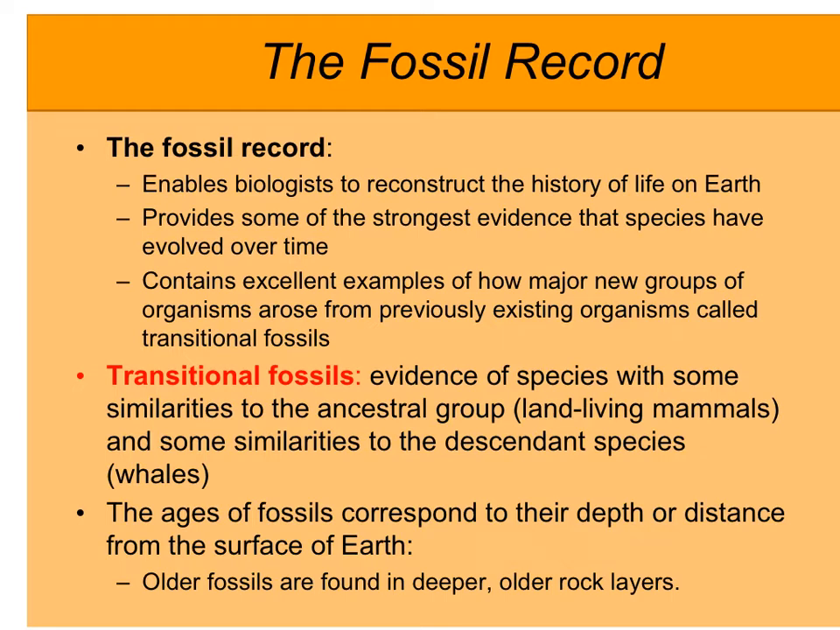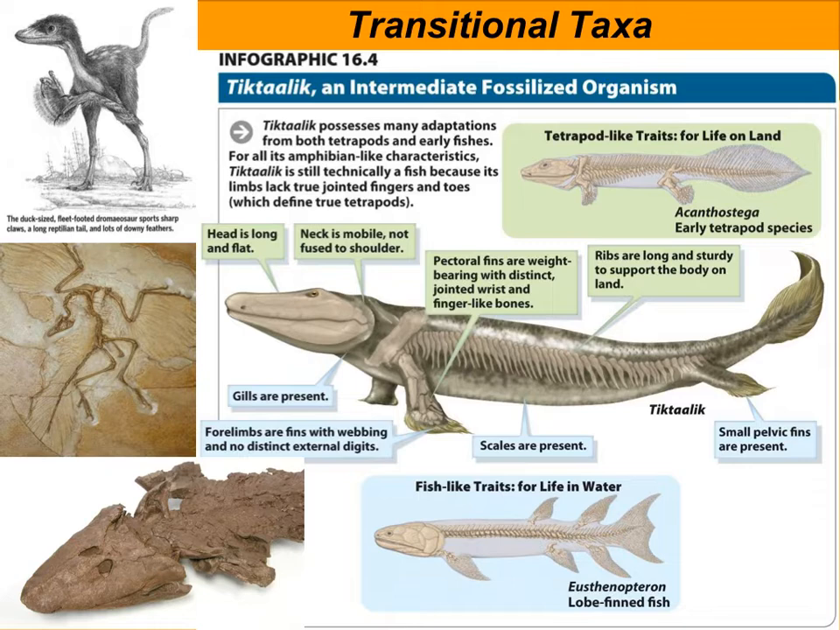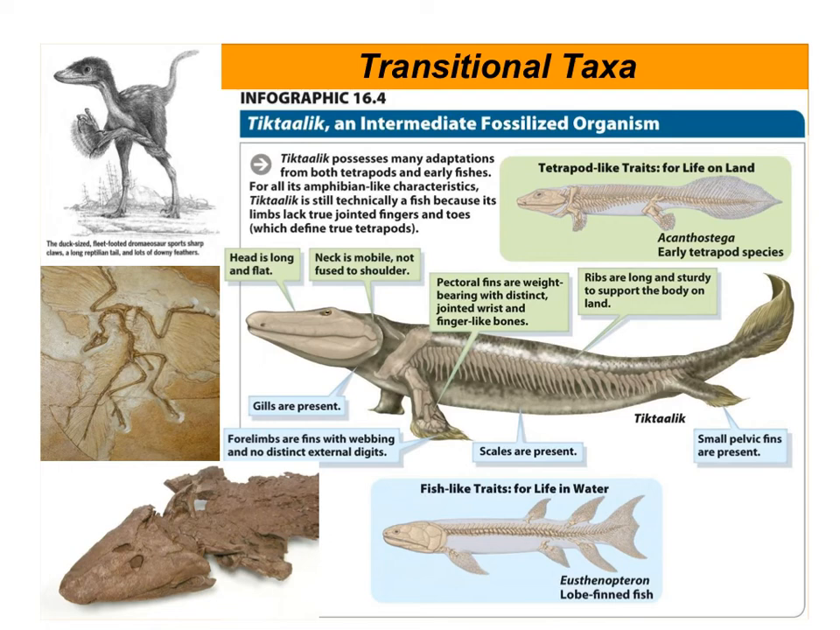Okay. And also the fossil record should show us what are called transitional fossils. Evidence of species with similarities, where there are groups of organisms that have a mix of primitive and what are called newly derived or newly evolved traits. And they should correspond, of course, in certain periods of time. So remember again, older fossils are found deeper in older rocks. So a good example of transitional taxa, we have three examples here.